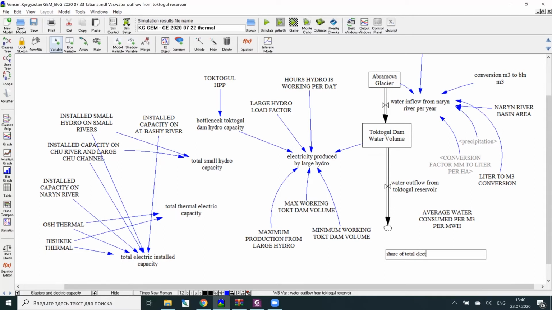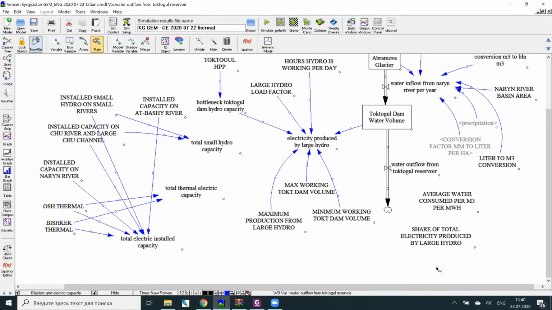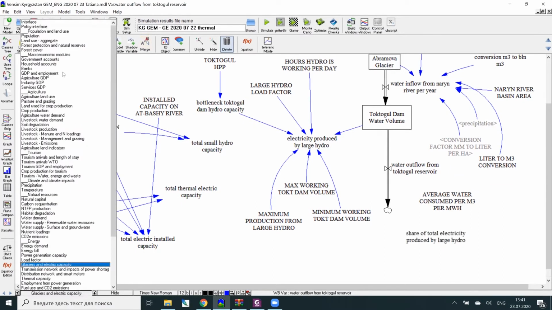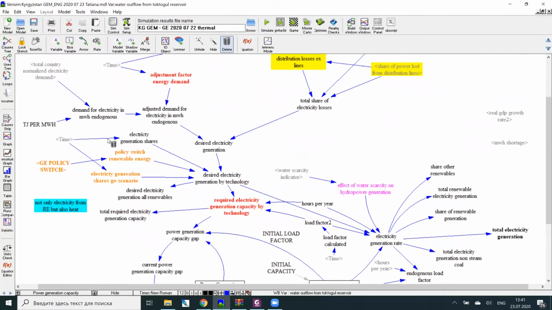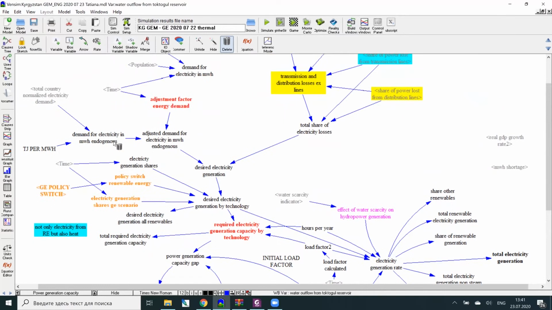But the variable that is the demand is called, and in this case, we take into account losses as well, right? I think it's called desired electricity generation. Desired electricity generation. Where did you find this one? It's in the power generation capacity, top left corner. So it takes the demand in terajoule, converted in megawatt hour, adding losses. This one, demand for electricity, endogenous? Desired electricity generation, just a little bit to the right, just below from where you are now.